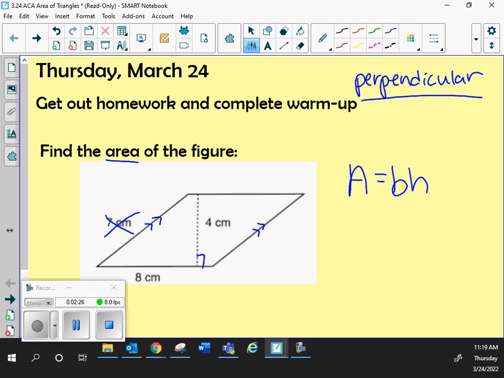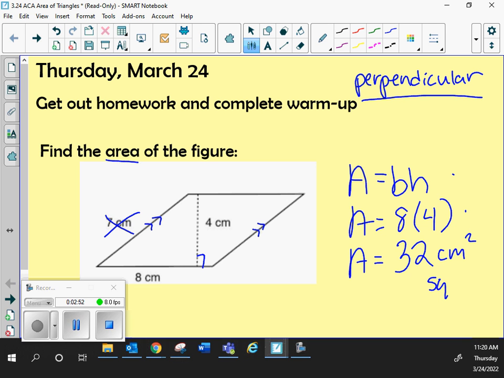Okay, all right, next we have our formula. Let's substitute. Do I know my A value? No. My base is 8 and my height is 4. My formula, substitute. Now all I need to do is solve. 4 times 8 is 32. Awesome. And my units are going to be centimeters squared or square centimeters.